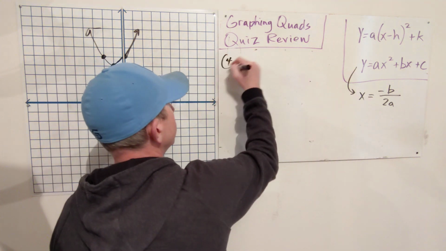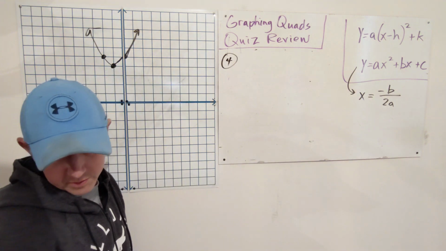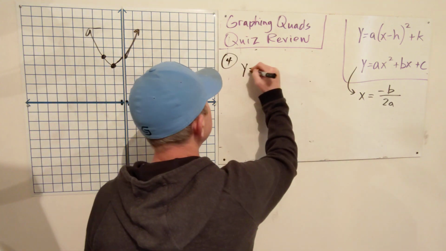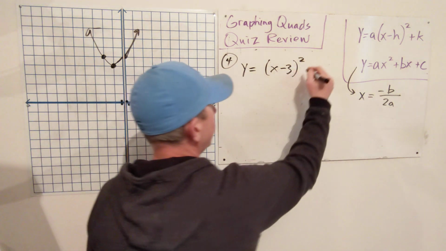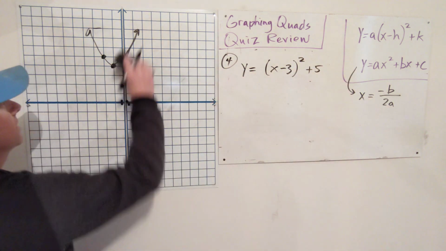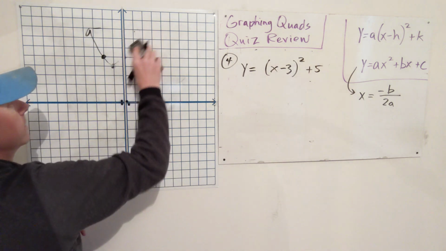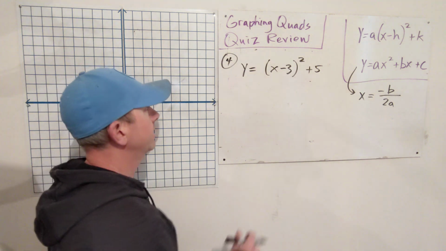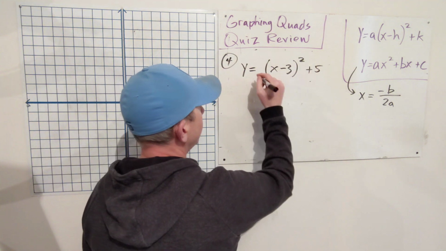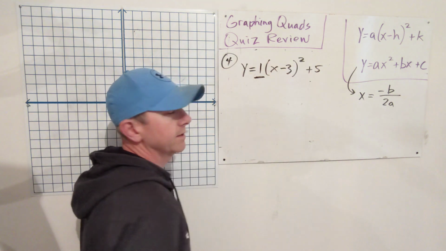All right, for number 4, we just have 2 left, and these are the multiple choice. y equals x minus 3 squared plus 5. Now, you have to decide which graph is going to match this equation. So basically, what is the equation giving us? It's giving us the vertex, and it's also, since this a value is 1, telling us does it open up or down.